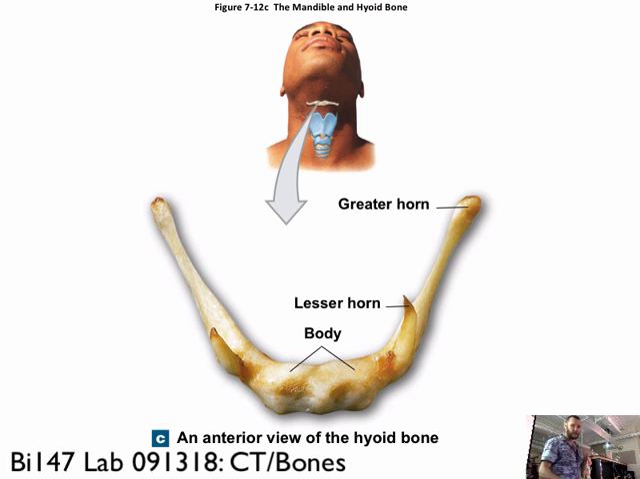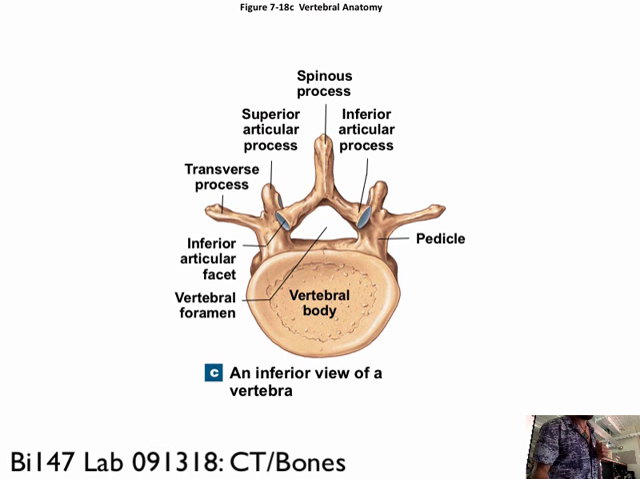All right, on to the vertebral column. Here's a vertebra. And there are three types named for the three regions along the spinal column.